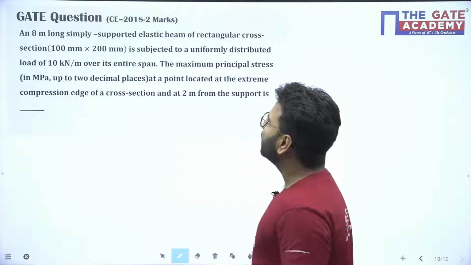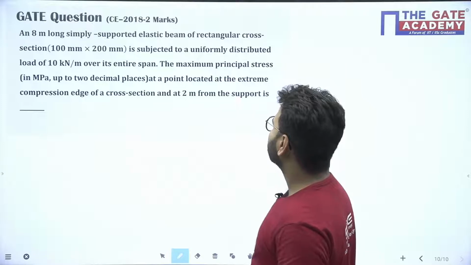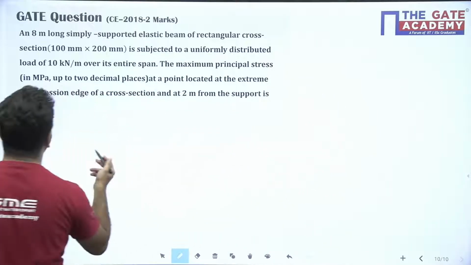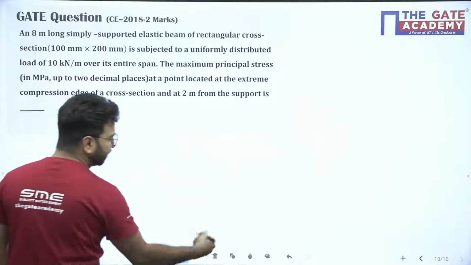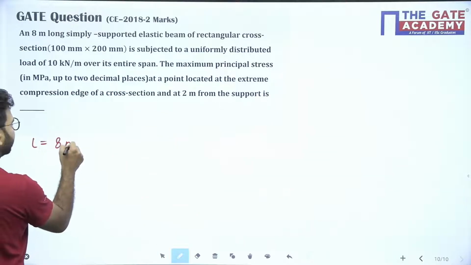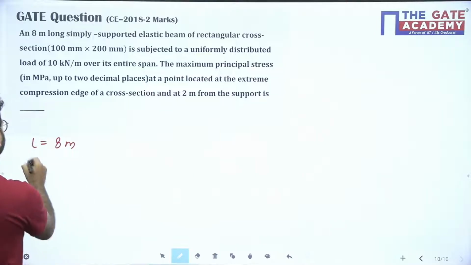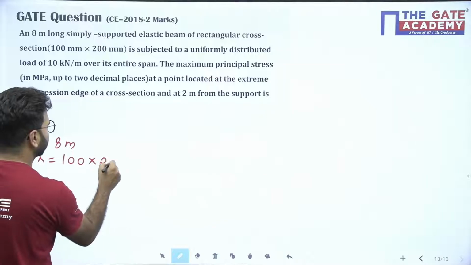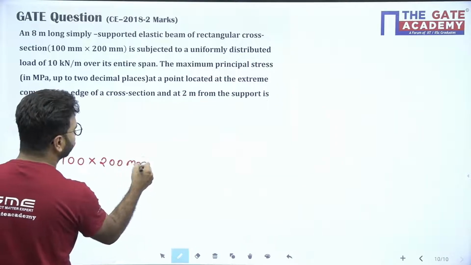An 8 meter long simply supported elastic beam of rectangular cross section 100 into 200, क्या क्या दिया हुआ है? The length is 8 meter given to us and cross section is how much given to us? 100 into 200.